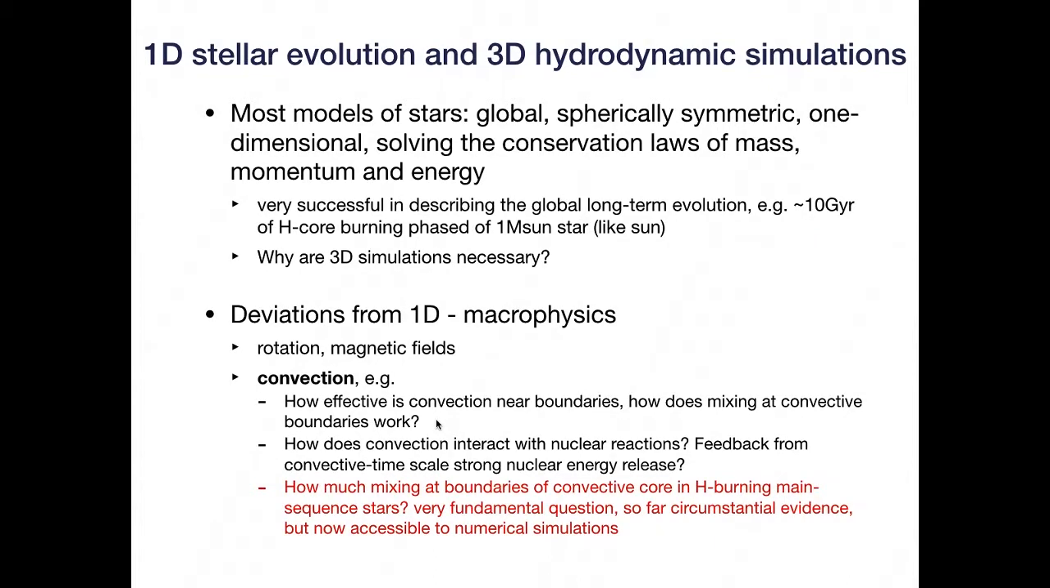One way to tackle this multi-physics, multi-scale problem is to simplify it by assuming that stars are spherically symmetric. And actually, to a very good degree of accuracy, they are spherical, because gravity is a great enforcer of spherical symmetry. So this methodology, one-dimensional slow motion calculation, has been very successful in describing global long-term evolution, for example, the 10 giga-year timescale of hydrogen core burning phases of, say, one small mass star like our sun.